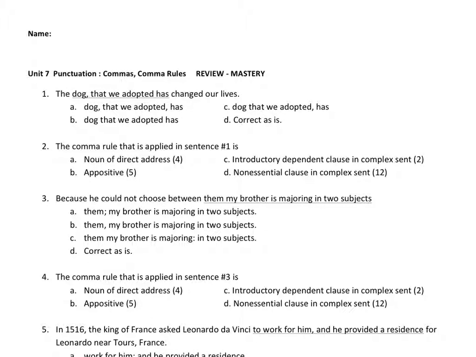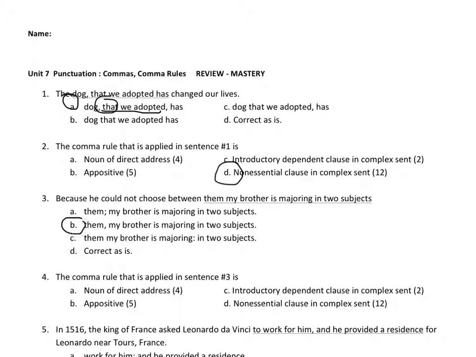Hi guys. Okay, the first one, the answer is A, and the rule is number 12, which is non-essential dependent clause. This begins with a relative pronoun. It's a dependent clause. It needs commas on both sides. So then obviously the answer is D.